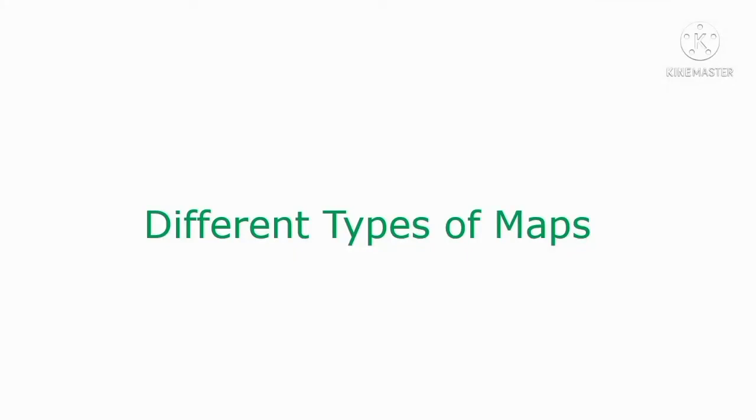Hi, welcome back to the new session and the new topic, that is different types of maps. In the last video we have seen map. What is meant by map? Map is nothing but representation of Earth's surface on a flat surface drawn onto a scale. So that we have discussed in the last class, and in the present class we'll discuss the different types of maps. Maps are of so many kinds.